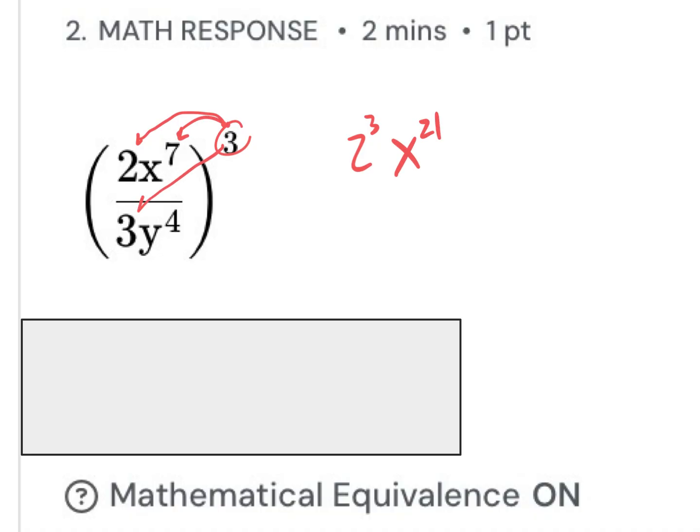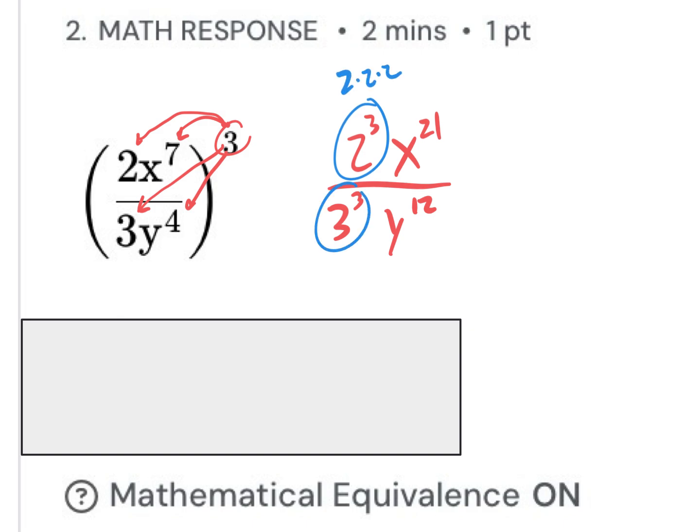Put the 3 on the 3. It's not 3 times 3, it's actually 3 to the 3rd, right? And then put the 3 on the 4, power to a power multiply. 3 times 4 is 12. What else could you do? You could simplify 2 to the 3rd. That's 2 times 2 times 2. And you could also do 3 to the 3rd, which is 3 times 3 times 3.